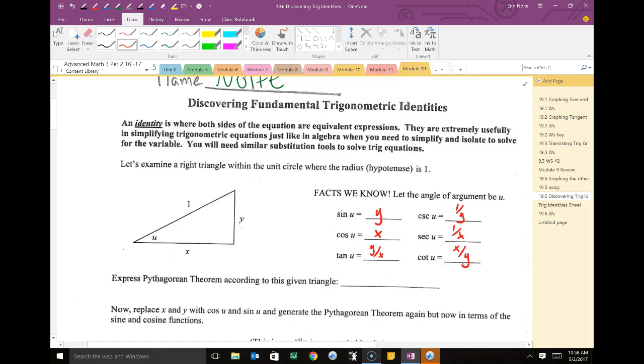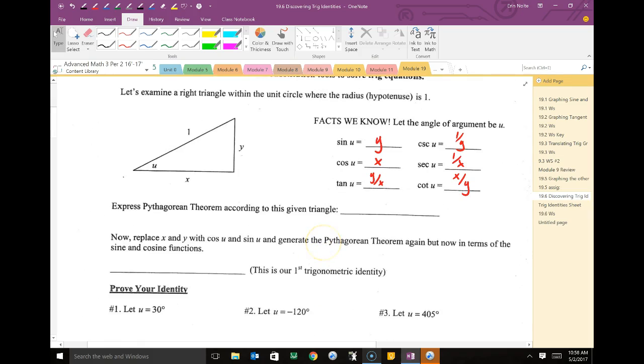Everybody okay with where those pieces are coming from, using this little triangle here? Okay, so if we use Pythagorean's theorem using this triangle, what would we have? X squared plus y squared equals 1 squared. Yeah, absolutely. You could just say that 1 squared is 1 and simplify that into just that.